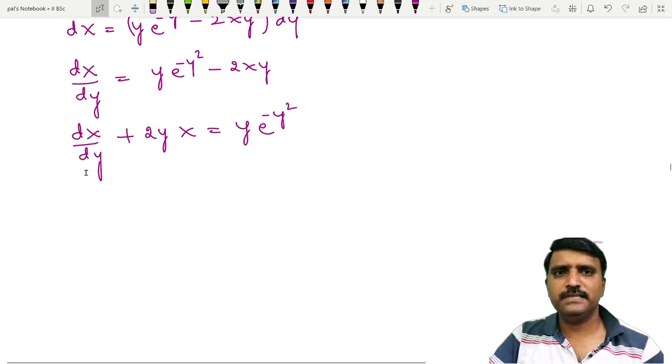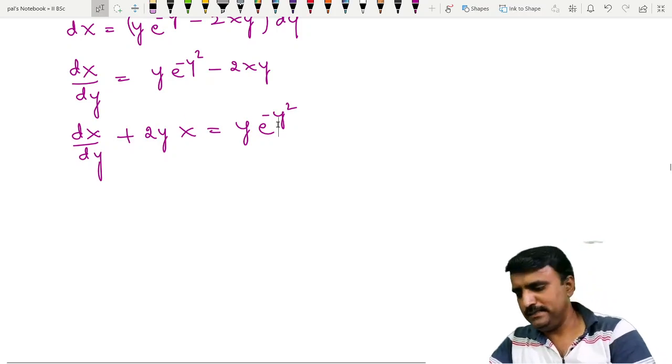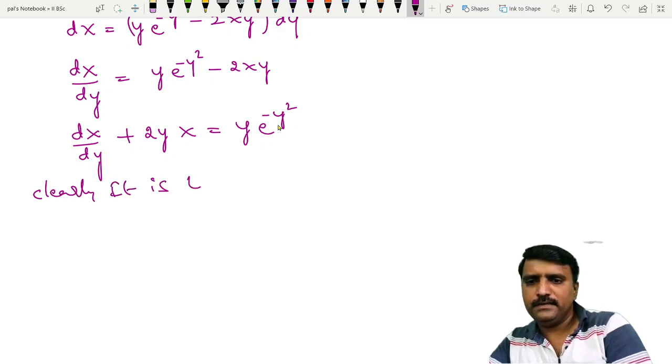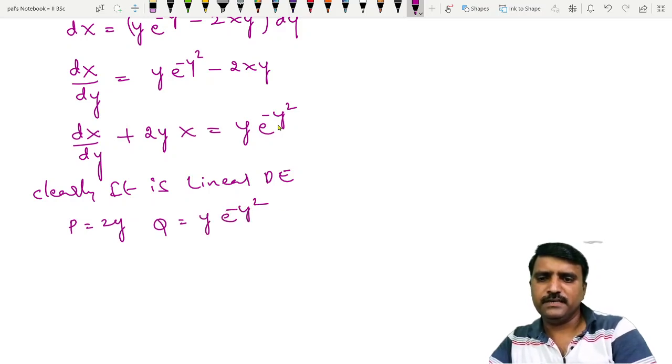Solve by the standard formula: dx by dy plus a function of y into x is equal to a function of y. So definitely it is linear in x. Clearly it is a linear differential equation. What is in place of p and q? In place of p we have 2y. In place of q it is y into e to the power of minus y square.